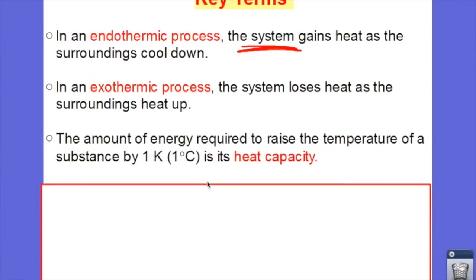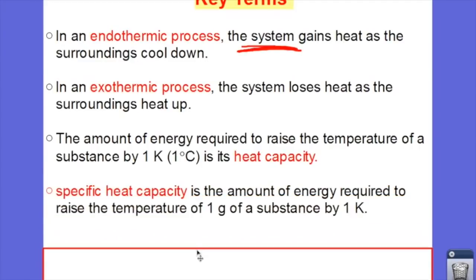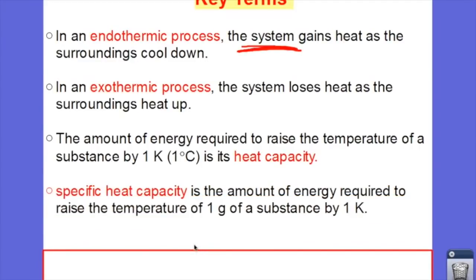All right, what is heat capacity? Heat capacity, usually written as a capital C, is the amount of heat required to raise the temperature of a substance by 1 degree Celsius or by 1 Kelvin. I put both because a change in temperature is the same in Kelvin and in degrees Celsius. Heat capacity is the amount of energy required to raise the temperature of a substance by 1 degree Celsius or 1 Kelvin.